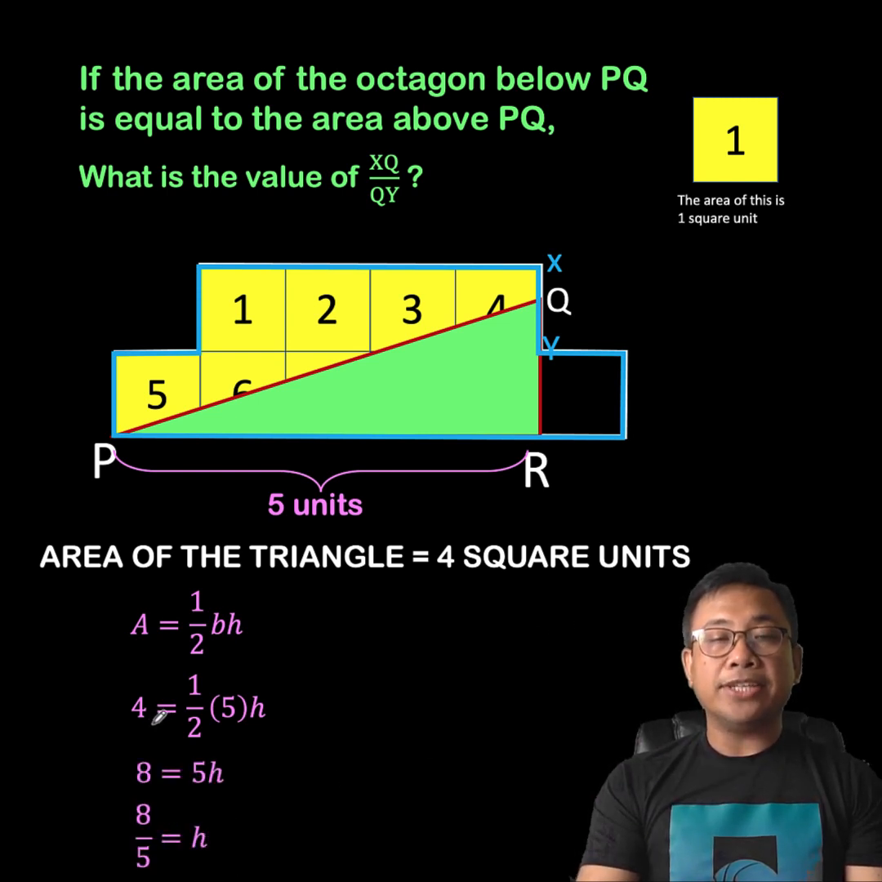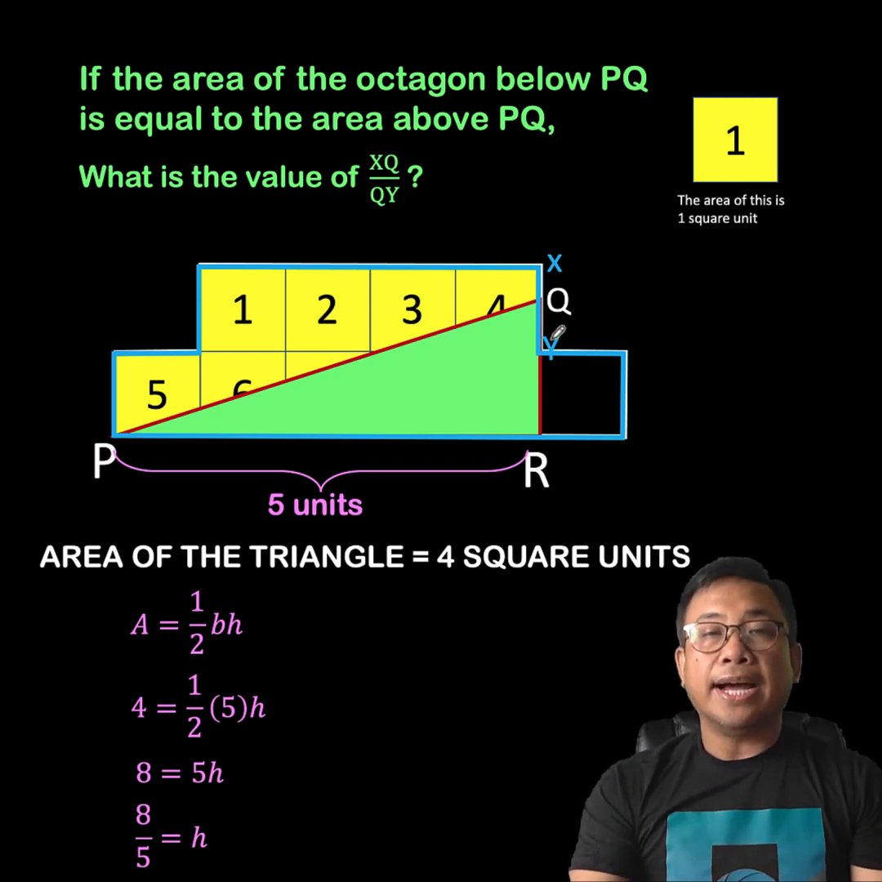So we form this equation, area equals 4, and that is equal to 1/2 times the base of 5 times the height, and then multiply both sides by 4 to eliminate the denominator. We have 8 equals 5h, and divide both sides by 5 to get h equals 8/5. Now, this h is the length of this QR.